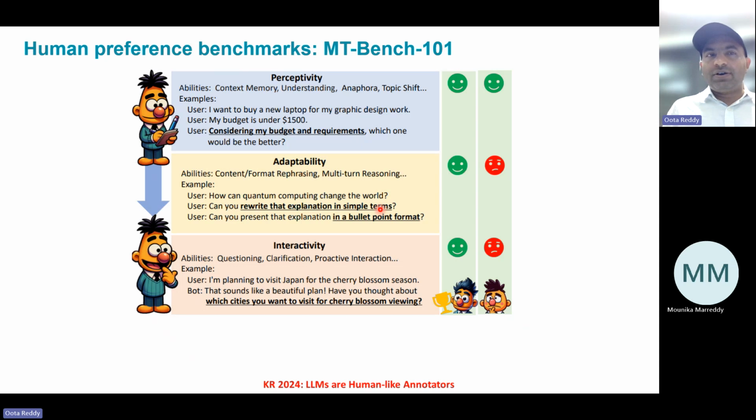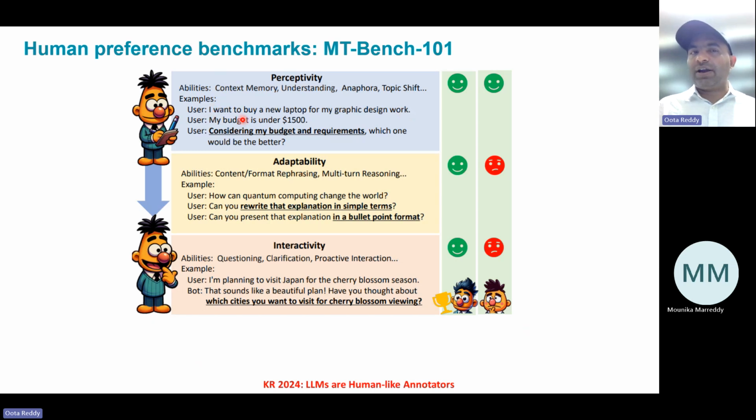If you look at the human preference benchmarks, especially MT-Bench 101, they further improved the evaluation of chat assistants. They try to focus on abilities like context memory, understanding the context, anaphora resolution, and topic shift. Suppose we are talking about something and suddenly we shift the topic, whether the model is able to switch topics and again provide a better context.